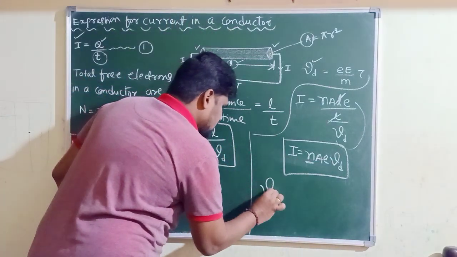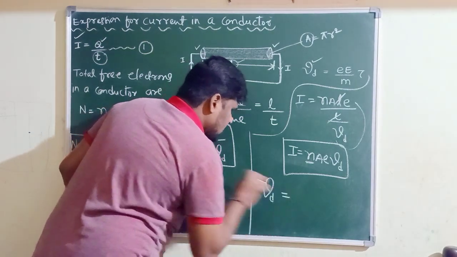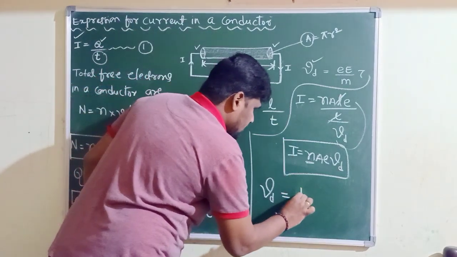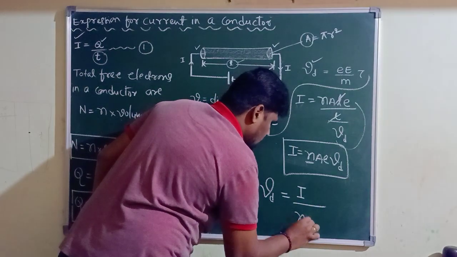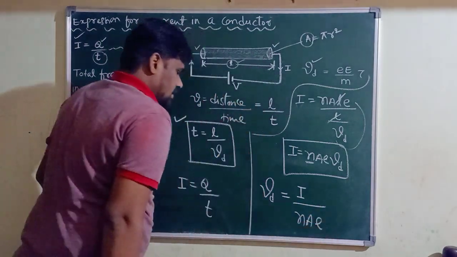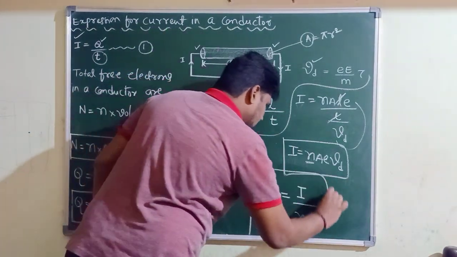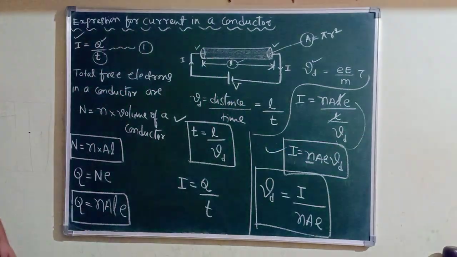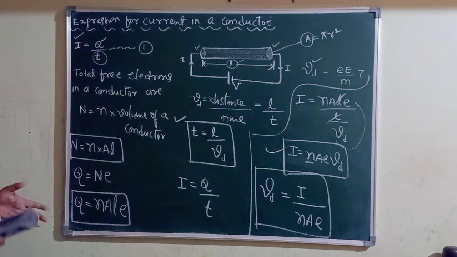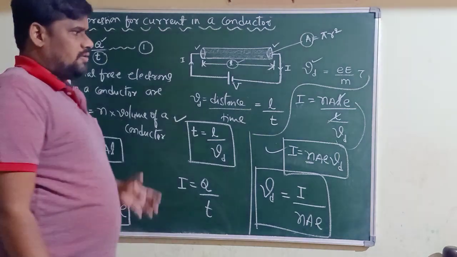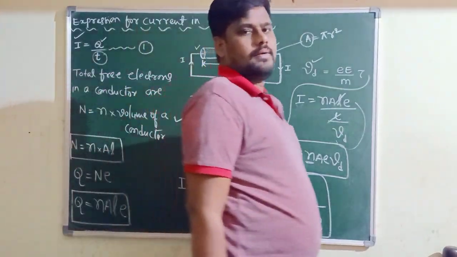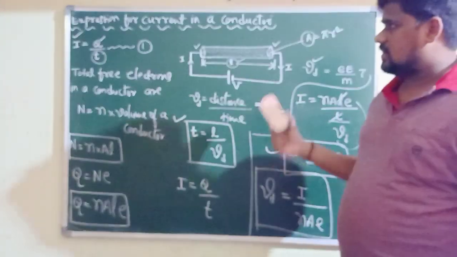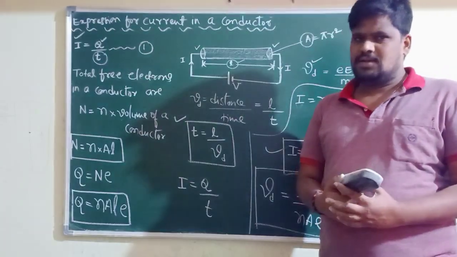Suppose if you want to estimate the value of drift velocity, that drift velocity can be written as I divided by what? N A e. This is the formula used to calculate drift velocity. This is the formula which is used to calculate what? Current in a conductor. So this is one of the important derivations we can expect in the lesson, current electricity.